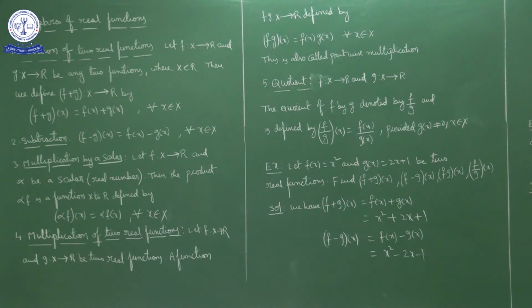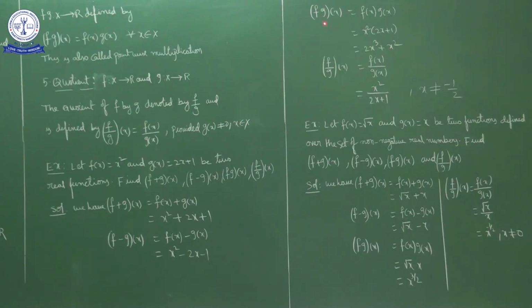Now f plus g of x is what? f of x plus g of x. What is f of x? x square. Plus what is g of x? 2x plus 1. So x square plus 2x plus 1. Okay, next f minus g of x, how is it defined? f of x minus g of x. Now f of x is x square minus g of x, which is minus of 2x plus 1, which is nothing but minus 2x minus 1. Okay, this is f minus g of x.